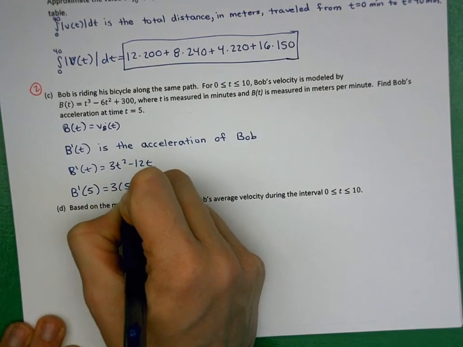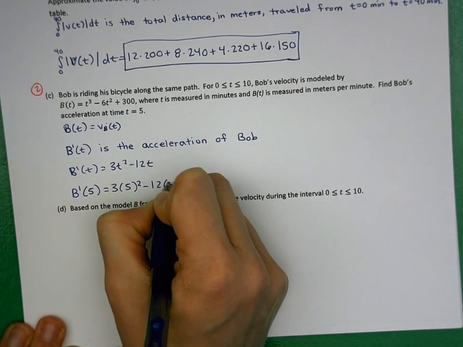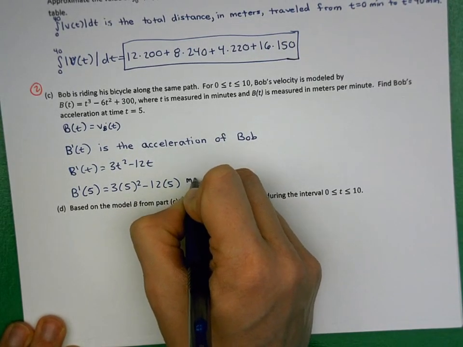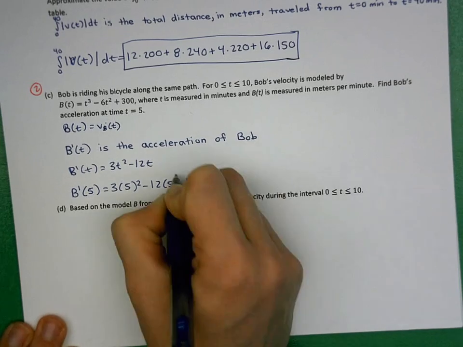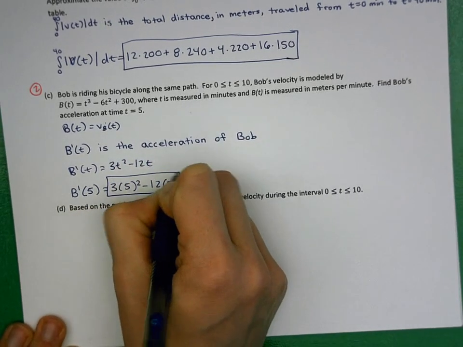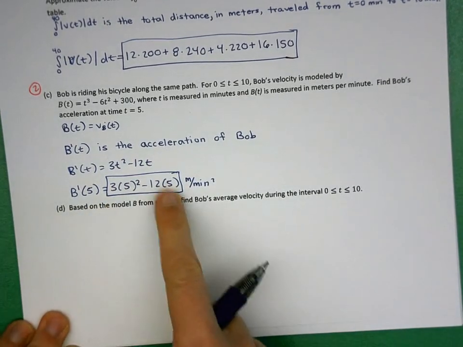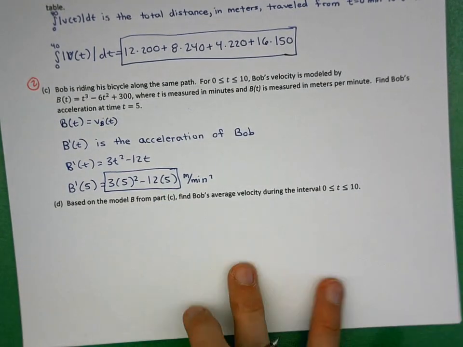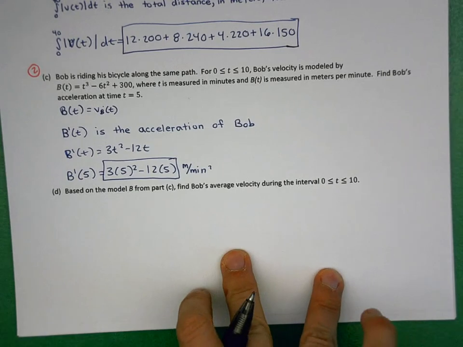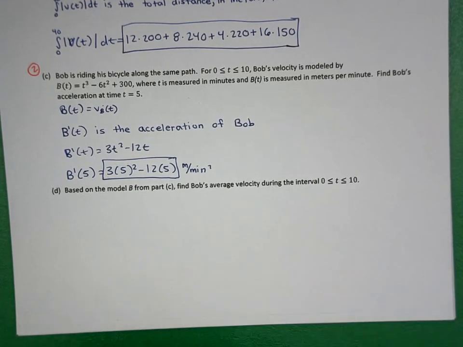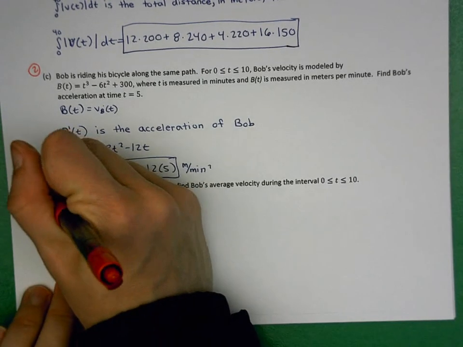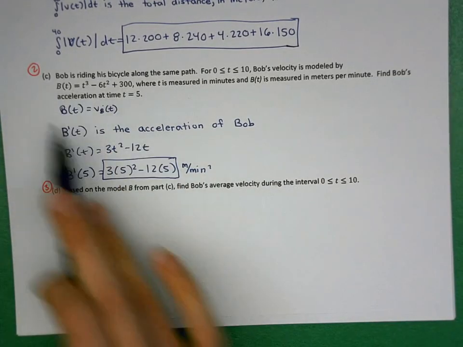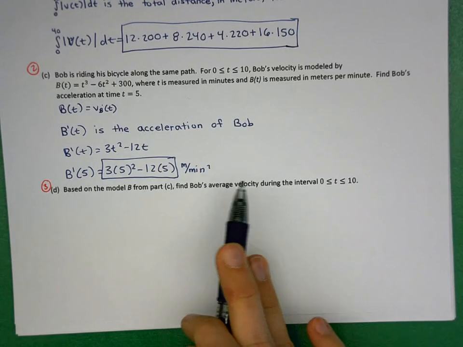And again, don't simplify. There's no reason to. This is Bob's acceleration. If you do simplify, this simplifies to 3 times 25, which is 75, minus 16, which is 15 meters per minute squared. But there's no reason to. Okay, last part here is worth 3 points based on the model above from part C. Find Bob's average velocity during the interval 0 to 10.